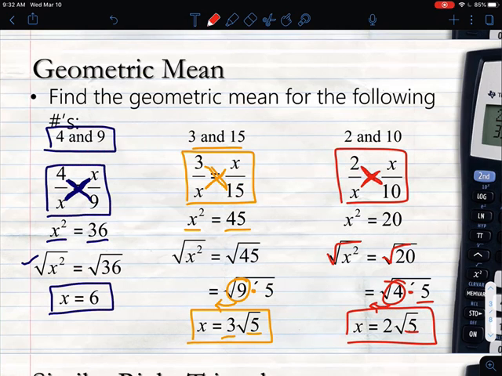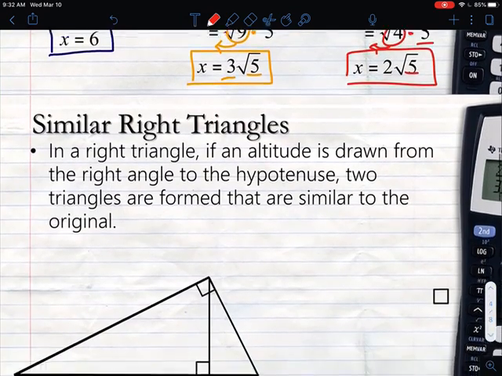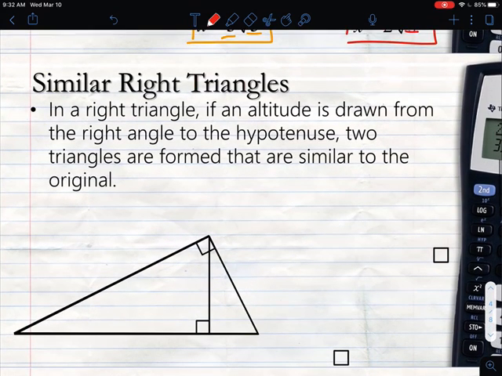So as far as the geometric mean is concerned, we're looking for, can you set up the right proportions? So put the x's on one diagonal, the numbers on the other, cross multiply, and then solve from there. Now, as far as similar right triangles go, when we take a right triangle, so if I'm looking at this figure here, we're starting with this big right triangle that I'm highlighting in red.